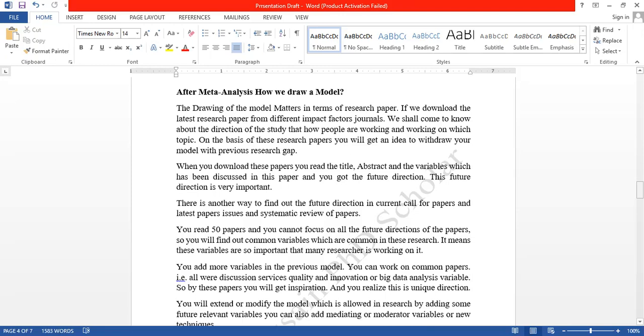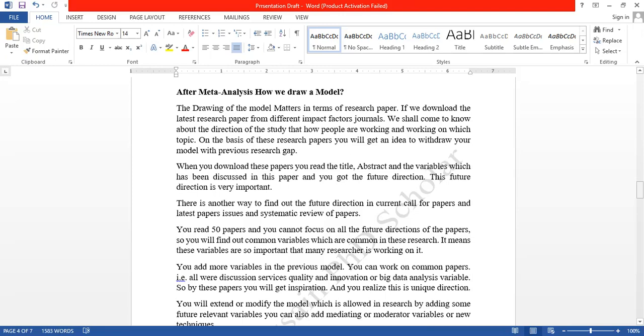When you download these papers, you read the title, you read abstracts, you read literature reviews and variables which have been discussed in this paper, and you get the future direction as well. The future direction is very important.